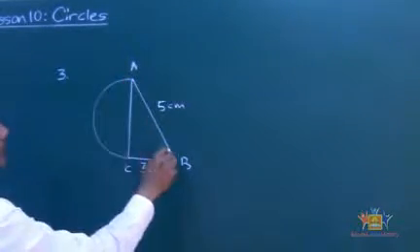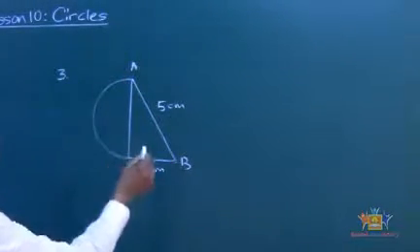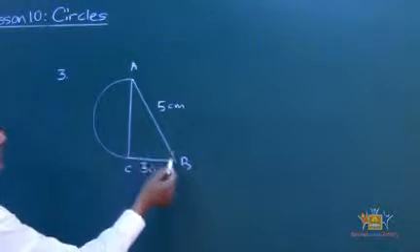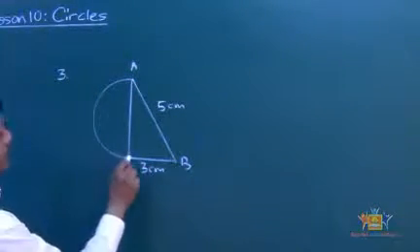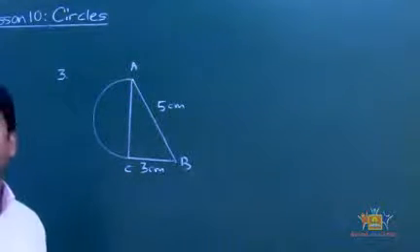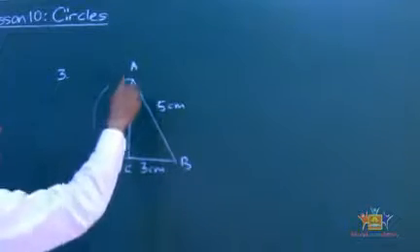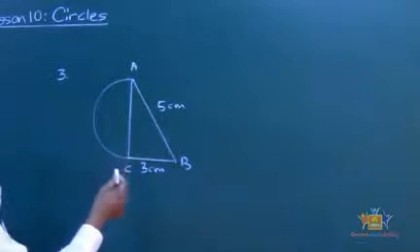In order to find the perimeter of this figure, this shape, I need to know A to B, which is given, B to C is given. What about C to A? I have to find that. But how am I going to find it? I don't know the diameter or the radius. I need to know the diameter, am I right?